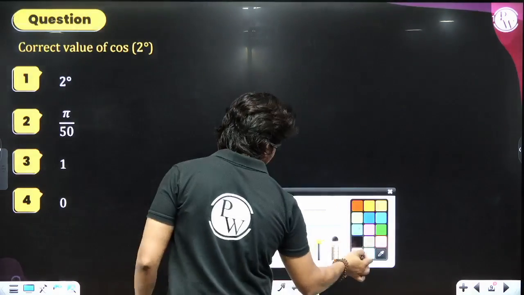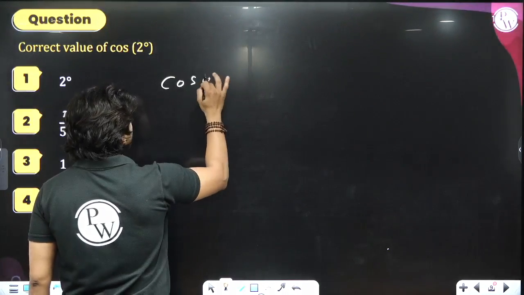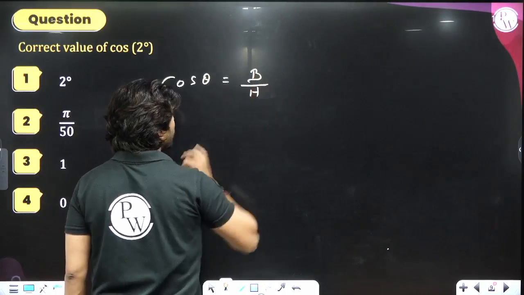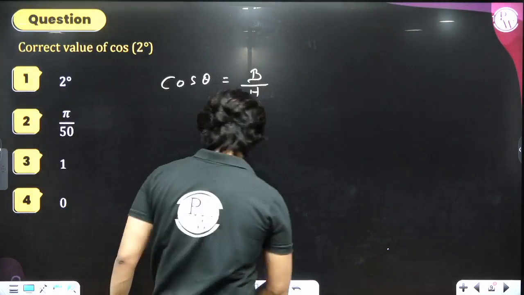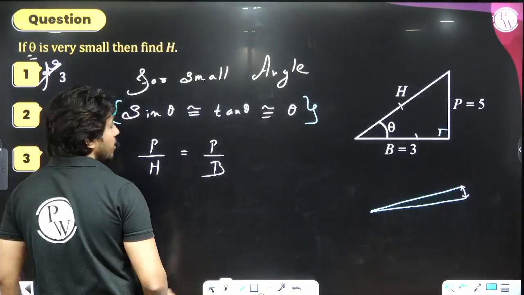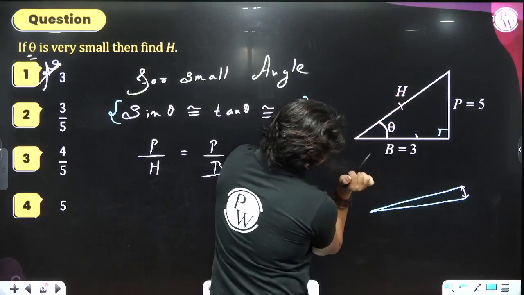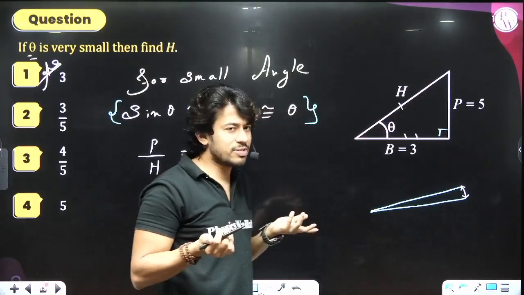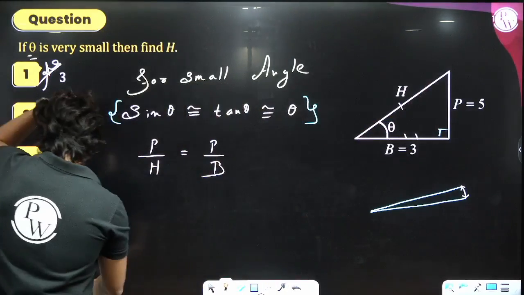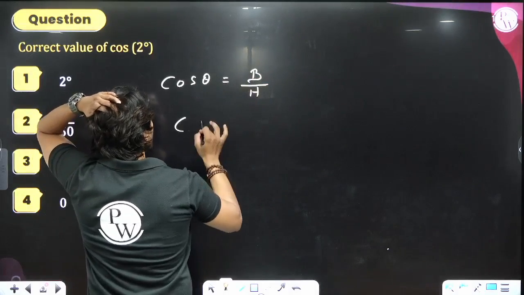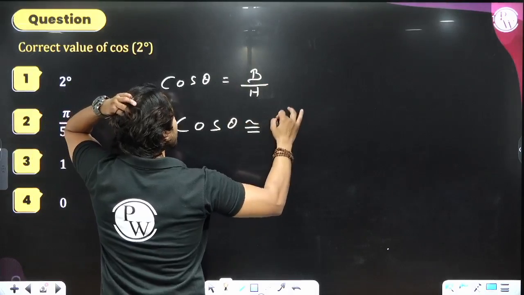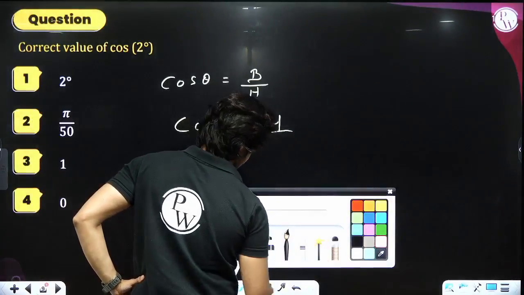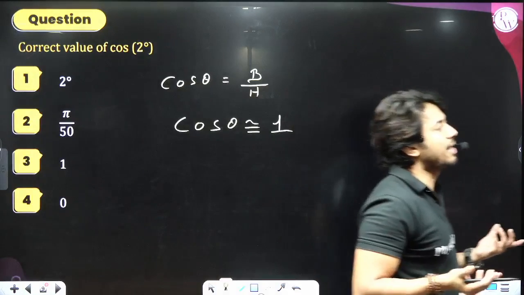Definitely no. Why? Because cos theta is base divided by hypotenuse. If you reduce the angle, just have a look at this figure. If you reduce this angle, what do you get? You get this P going to be very small, and you have said that B and H are nearly equal. If B and H are nearly equal, cos theta is going to be nearly equal to 1. So sin theta is nearly equal to theta.